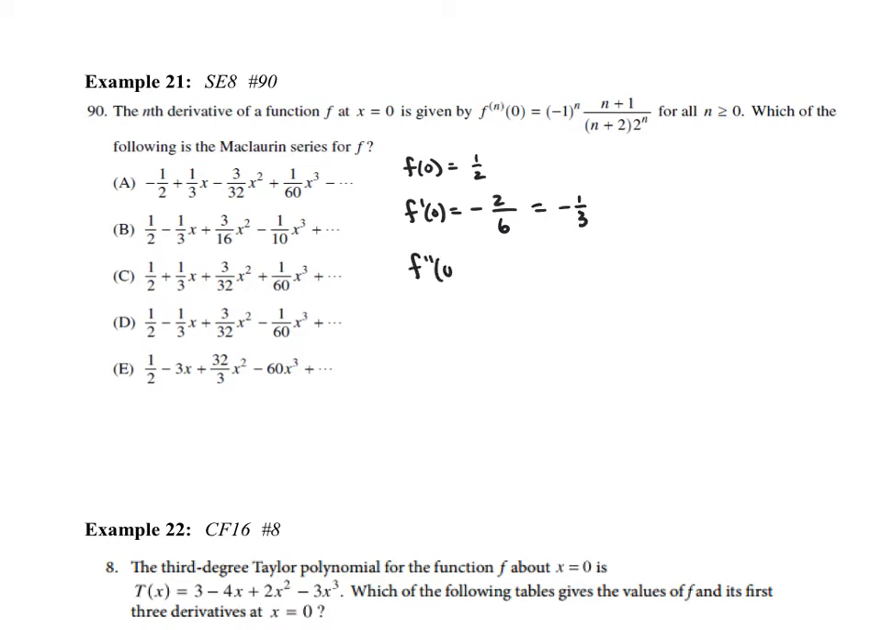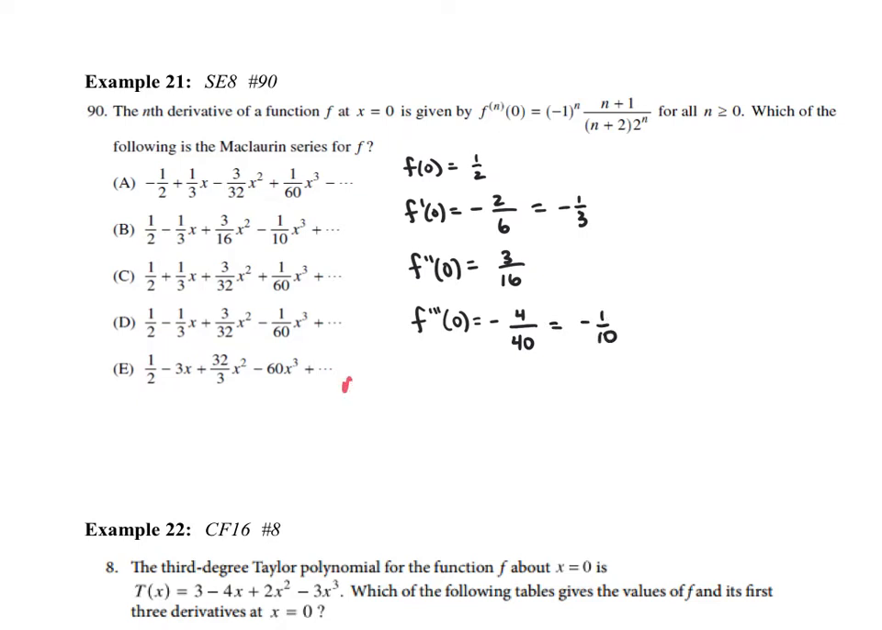F double prime, that means n is 2. We're going to get positive 3 over 16, 4 times 4. We have the third derivative. Not quite sure if we need it, but we might as well because we have those terms out to the third power. So the third derivative would be a negative. We would get 4 in the numerator, and then we would get 3 plus 2, which is 5, times 2 cubed. That's going to give us 40. And this would simplify to negative 1/10.